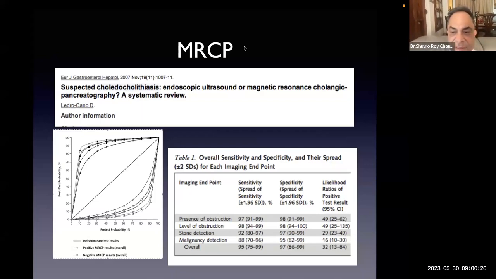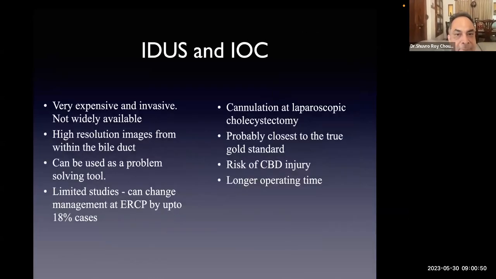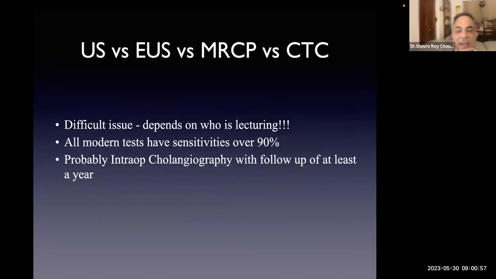Okay, this is just MRI sensitivity and specificity. So you can see the ROC curve is actually quite high for MRCP for each of these: presence of obstruction, level of obstruction, stone detection, malignancy detection. So this is what you were talking about, intraductal imaging. I think we have covered all of this.